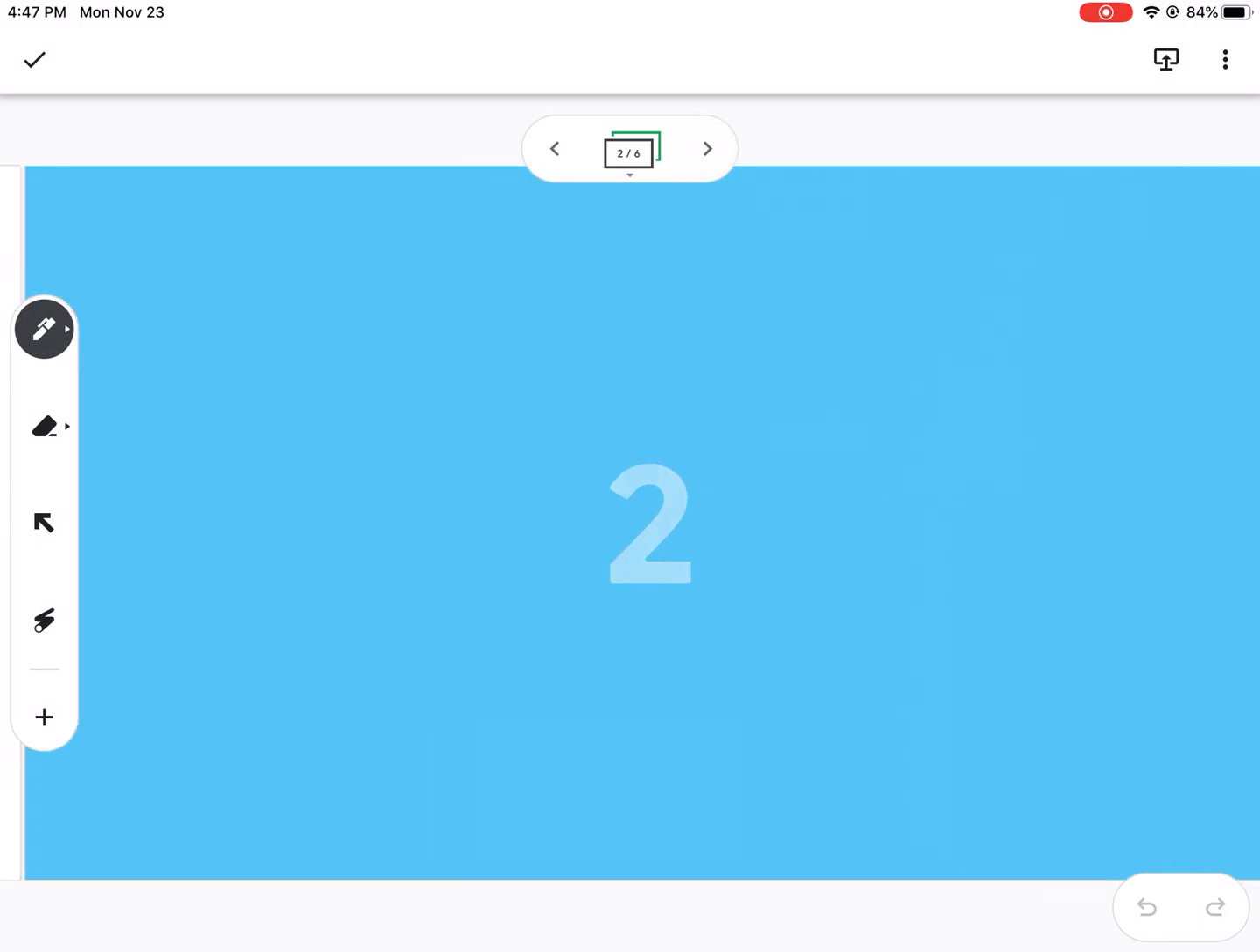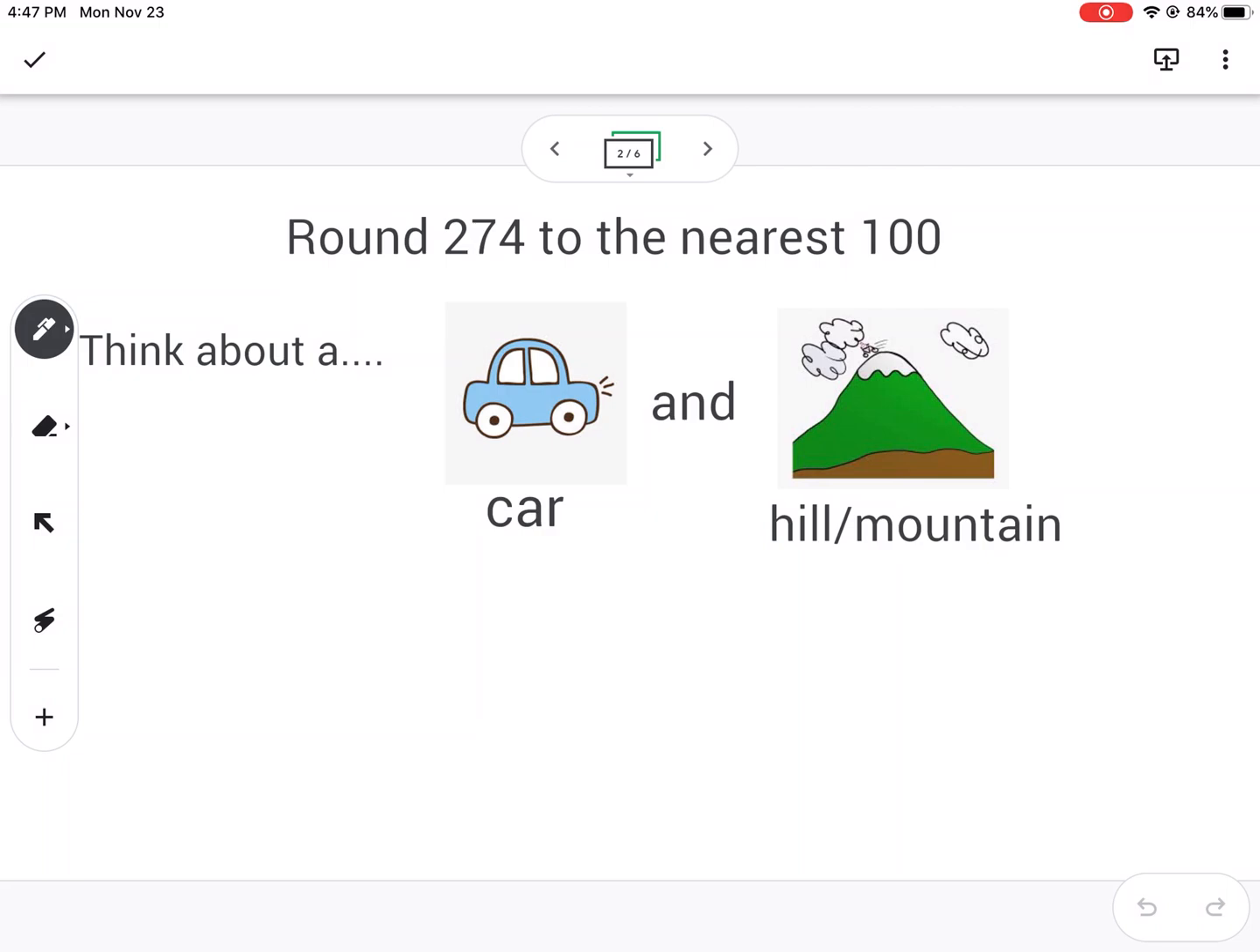Check out this question. Round 274 to the nearest 100. So I'm still going to have the idea of the mountain, hill, and the car, and the number 274. So I'm going to put 274 down. I'm going to make my mountain. And remember, we need the friendly numbers that are going to go on each side of the mountain. And we really want to think of our tens, ones, tens, hundreds. And we're dealing with nearest 100, right?